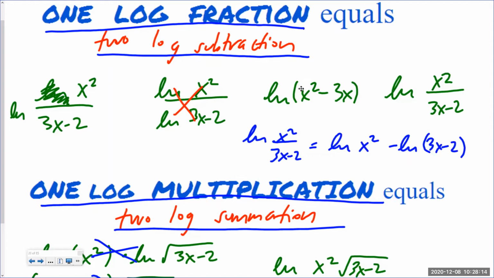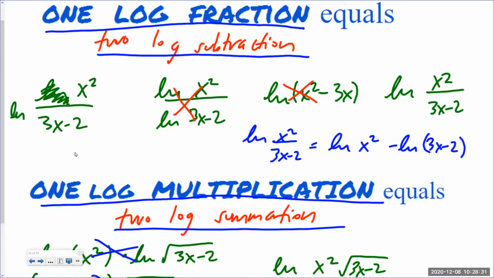When you saw me up here, it wasn't 1 log subtraction. It was 1 log fraction, division. How about that? Fraction, okay? So that's not right either. And the final one over here is the correct one, 1 log fraction. So 1 log fraction equals 2 log subtraction.